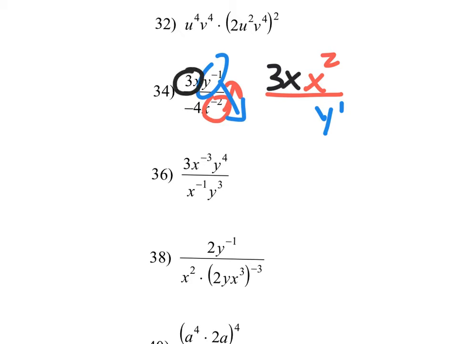Okay, now remember, I still have this 3x on the top, which was right here, 3 and x. Again, that negative 1 exponent was only on the y up top. And then on the bottom, I still have this negative 4 that was right here. Okay, now we got to simplify a little bit.